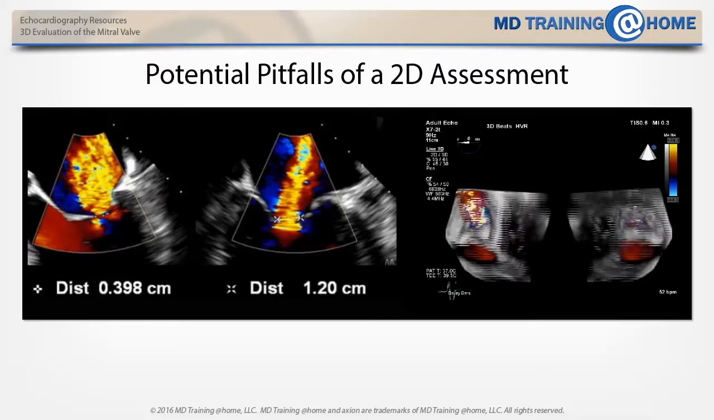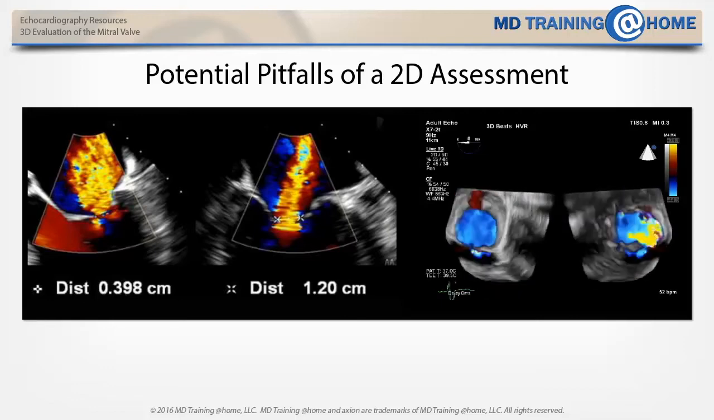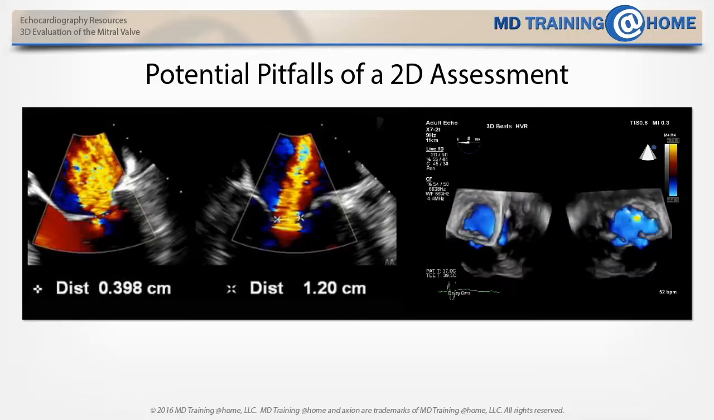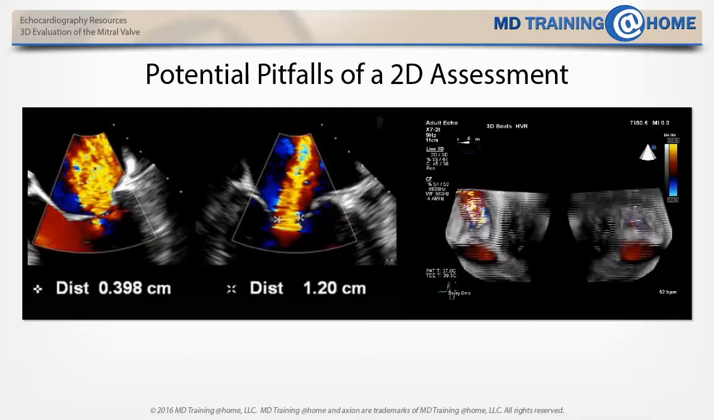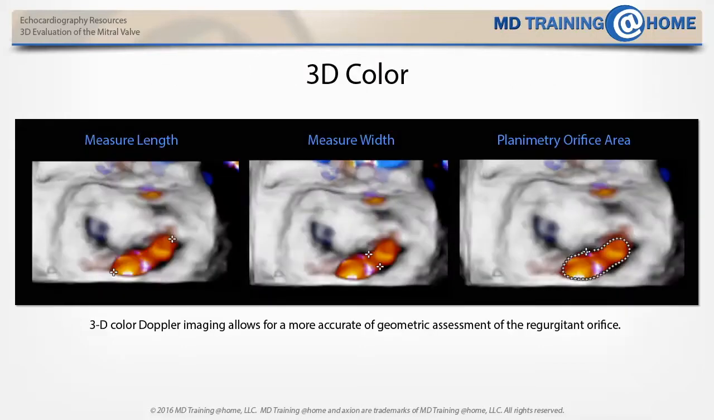3D color Doppler. The biplane 2D color display highlights the limitations of PISA and vena contracta methods when obtained from a single plane. To correct for this, it is recommended to average the two perpendicular measurements. The following images demonstrate how 3D color Doppler allows for a more accurate geometric assessment of the regurgitant orifice.